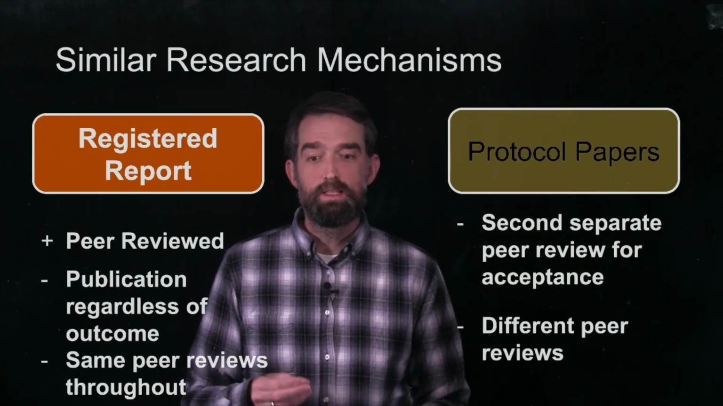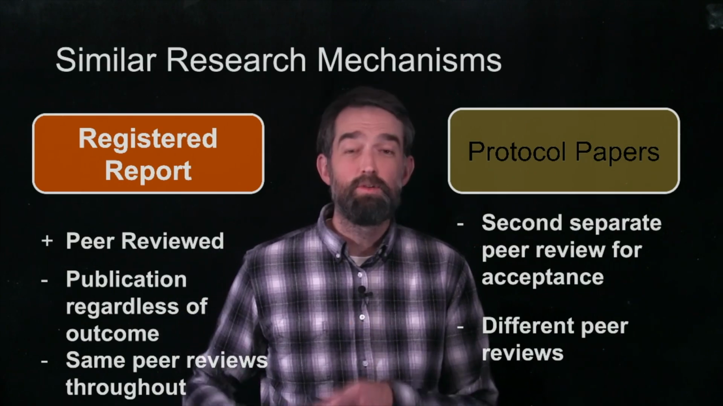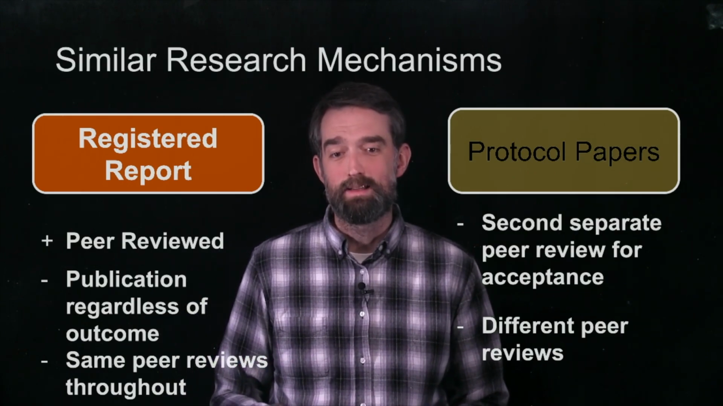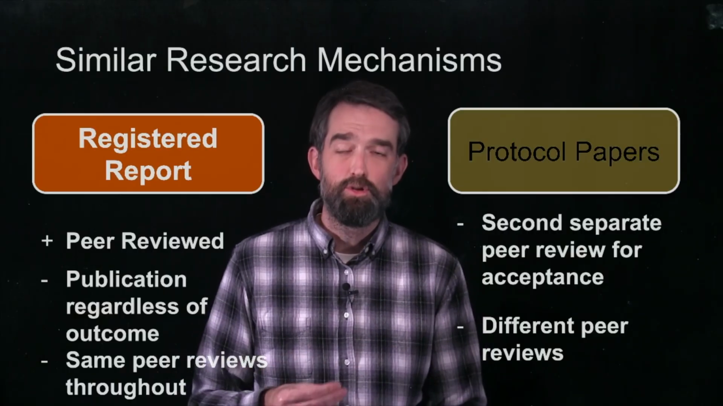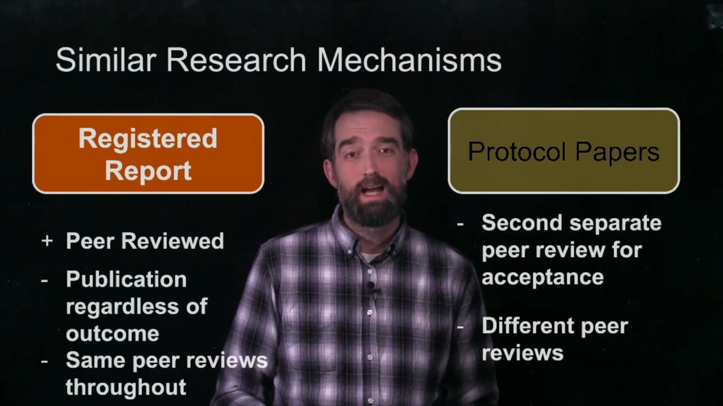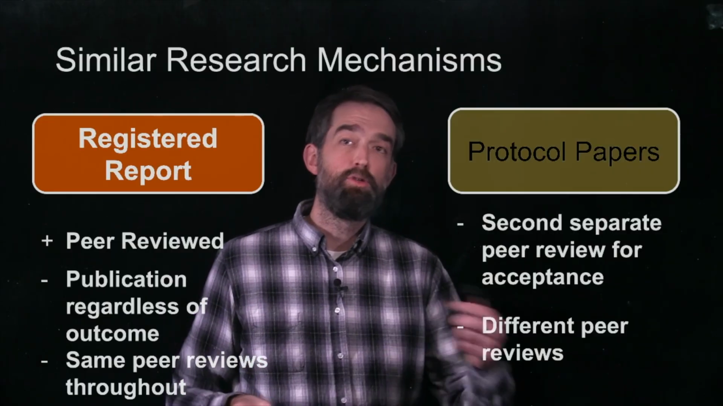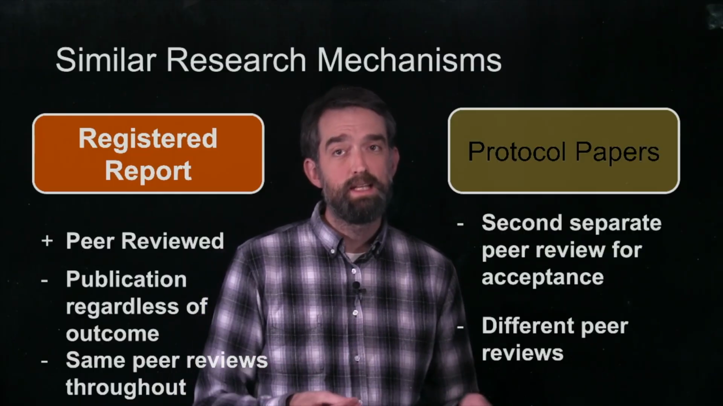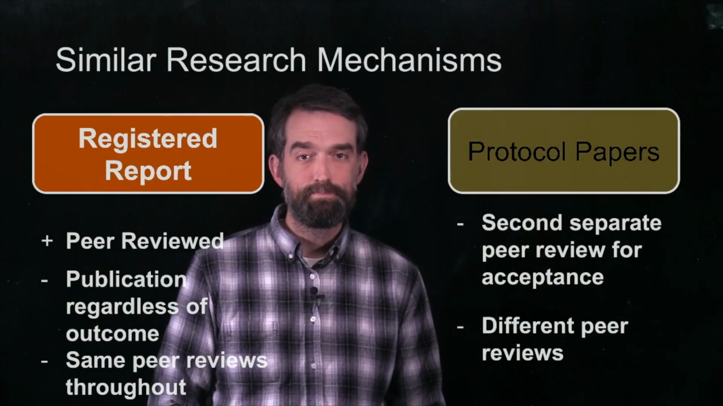The other difference that we can see here is that with registered reports, most journals try to keep the same peer reviewers throughout the whole life cycle of the process. And so you should have the same peer reviewers for the stage 1 submission and the stage 2 submission, the stage 1 peer review and the stage 2 peer review. Now with protocol papers, that is not the case. So you do not keep the same peer reviewers from your protocol paper to your actual manuscript submission. So there is that difference there that you may not have this continuity between the reviews that you receive.